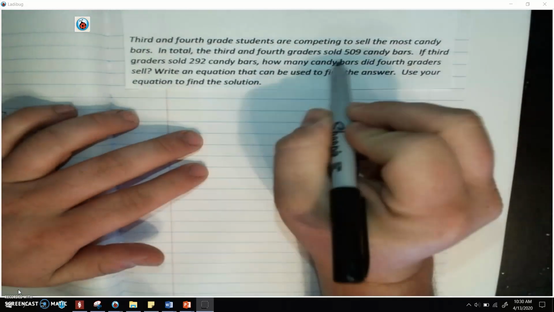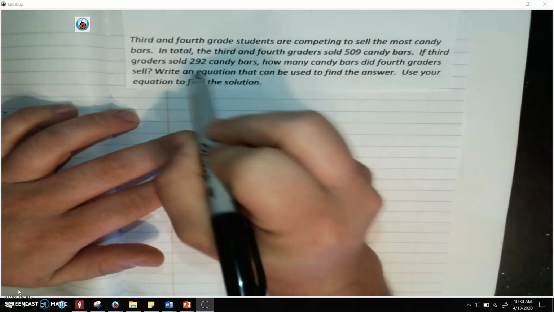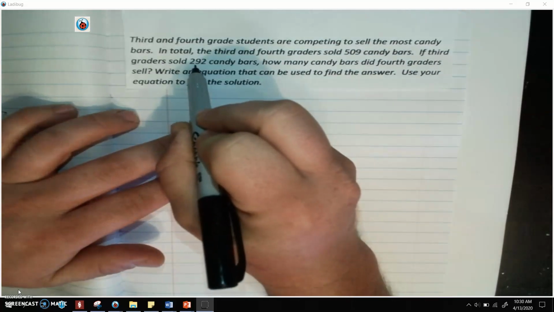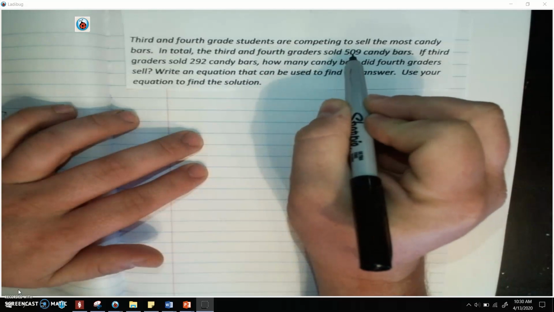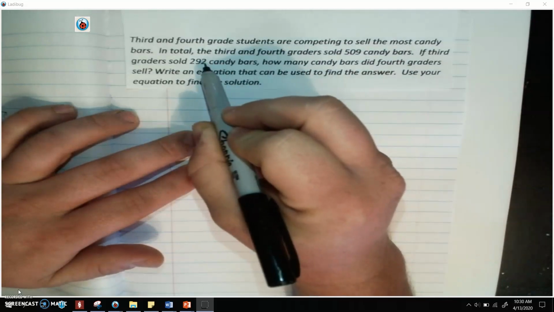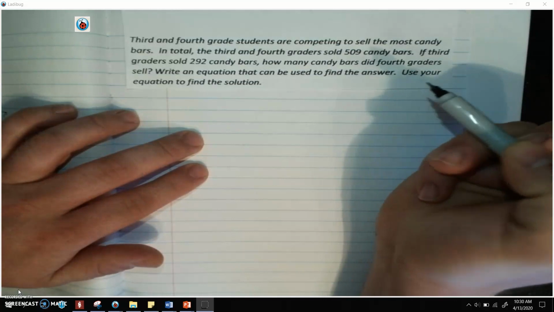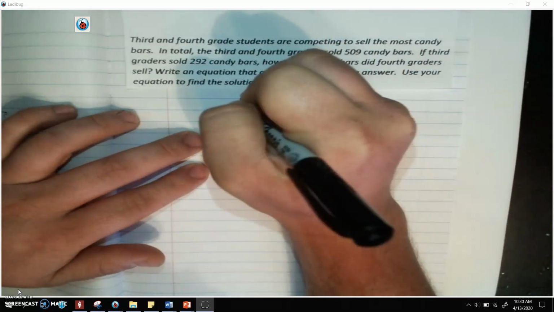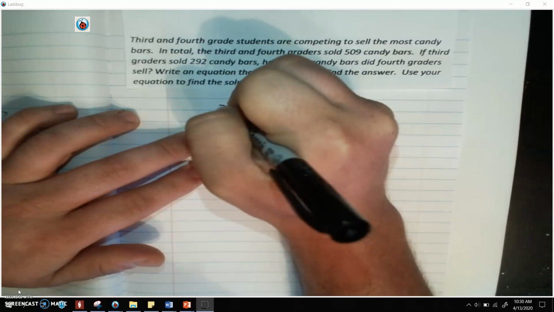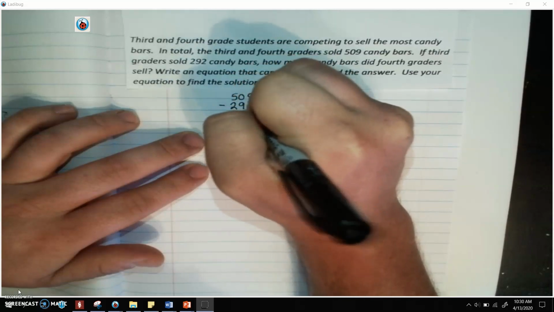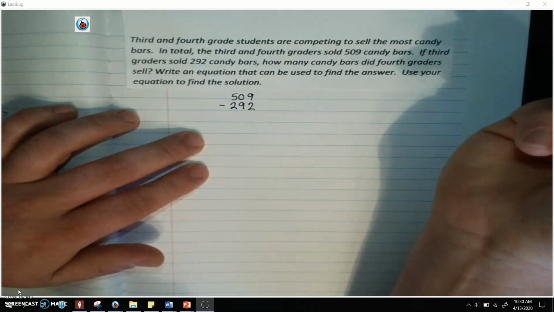So I know that the total is 509. The 3rd graders sold 292, and I want to know how many the 4th graders sold. So I'm looking for the difference between 509, the total, and how many the 3rd graders sold to get to how many the 4th graders sold. So I know that this is going to be a subtraction problem of 509 minus 292. And as I said, we're going to be using decomposing today.